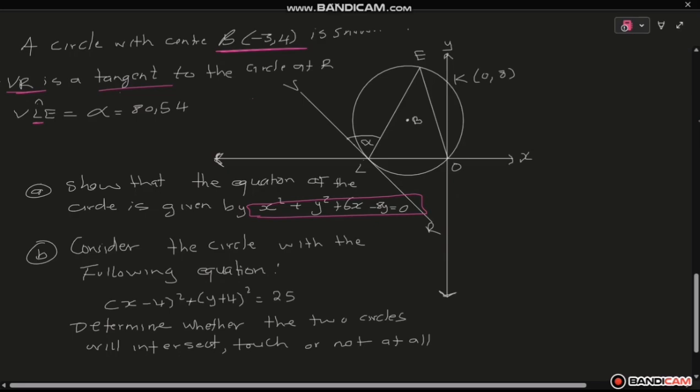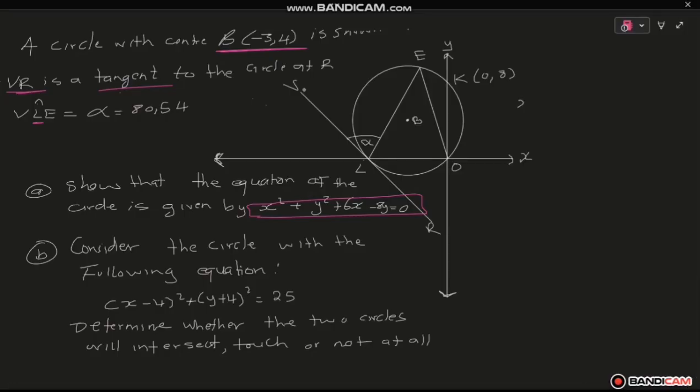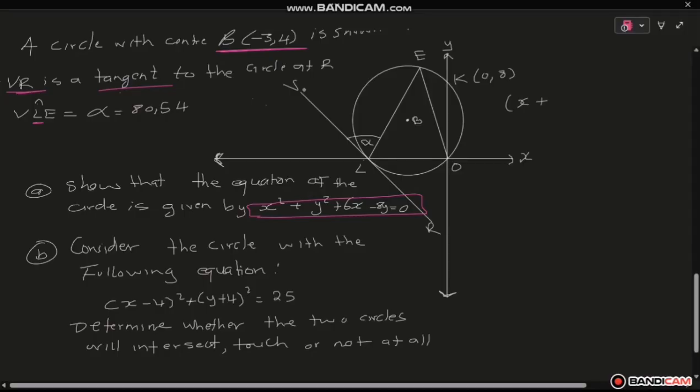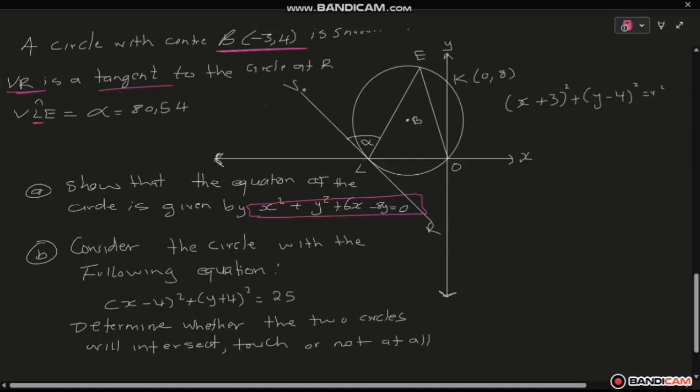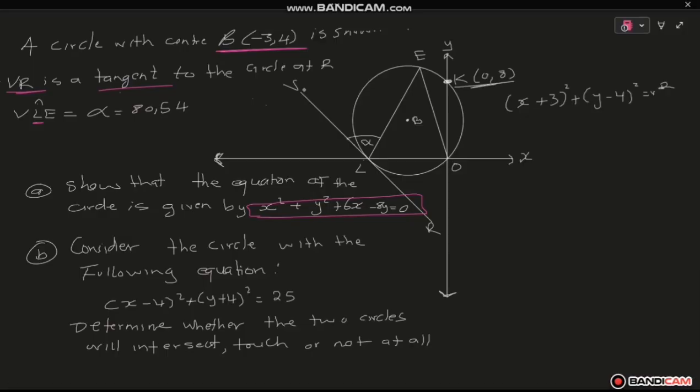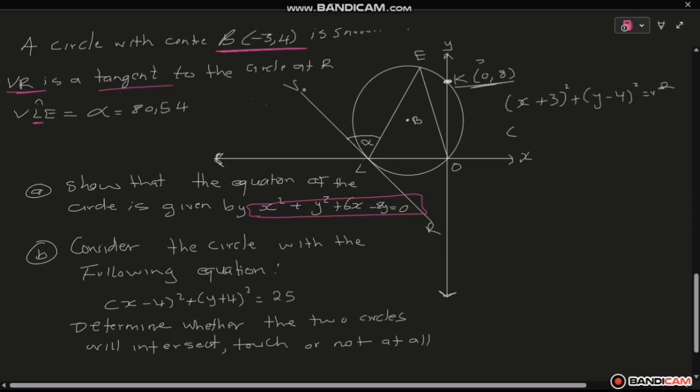But what we know is that we are given the center of the circle. Therefore, we can try to write it in its standard form: (x plus 3) squared, since 3 is negative there, plus (y minus 4) squared equals r squared. But the problem is we do not have r squared. We can use the point K here. We would use L if we had the coordinates of L, but we use K because it is on the circumference, or it is on the circle. So we'll take that point and substitute it there.